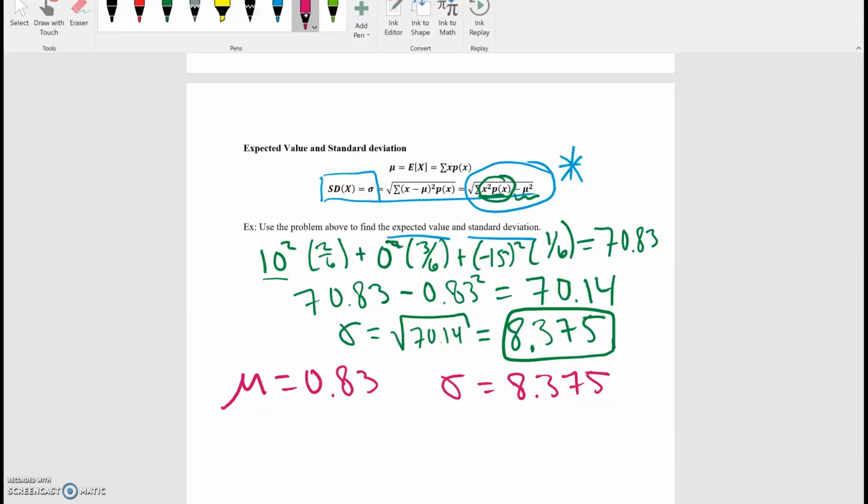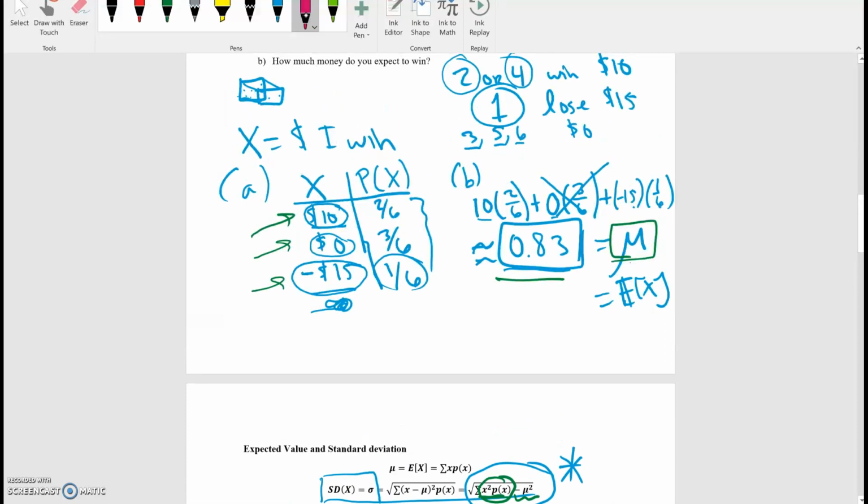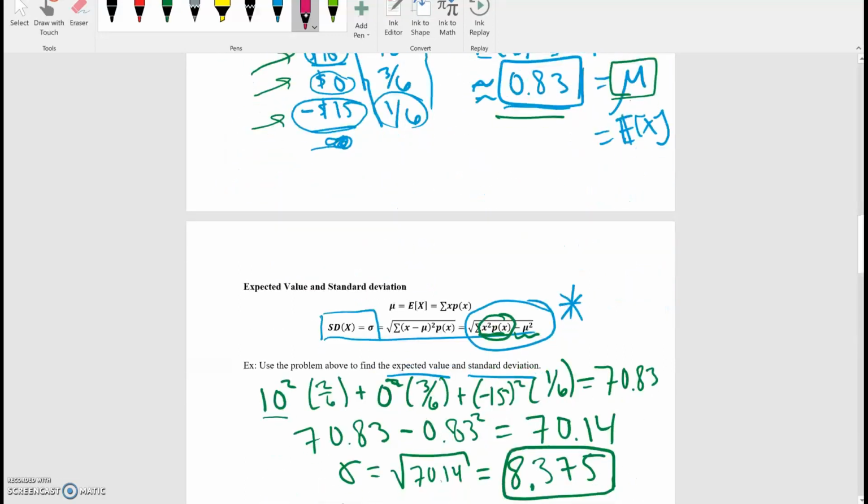Now, this is how you basically do the problem, right? Now, notice that sometimes in this case, we may have more than just 3 outcomes, right? What about if we had 7 outcomes or 10 outcomes? Well, we don't want to be doing this over and over and over again.